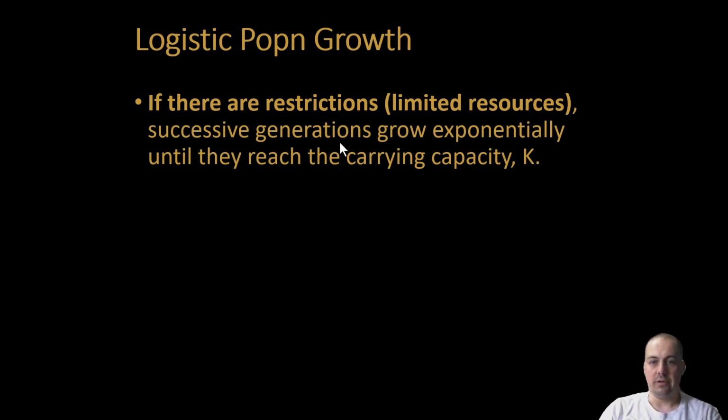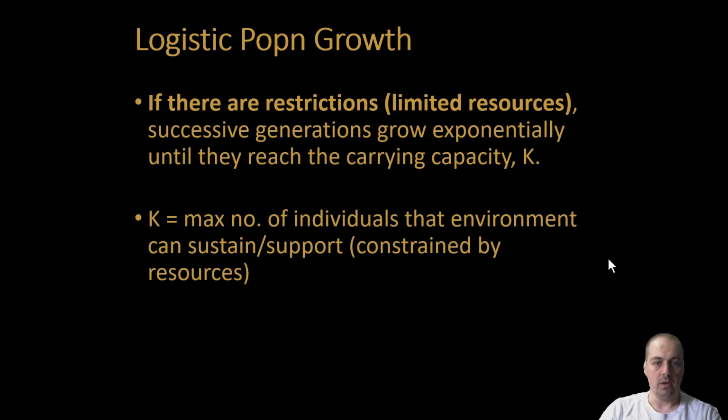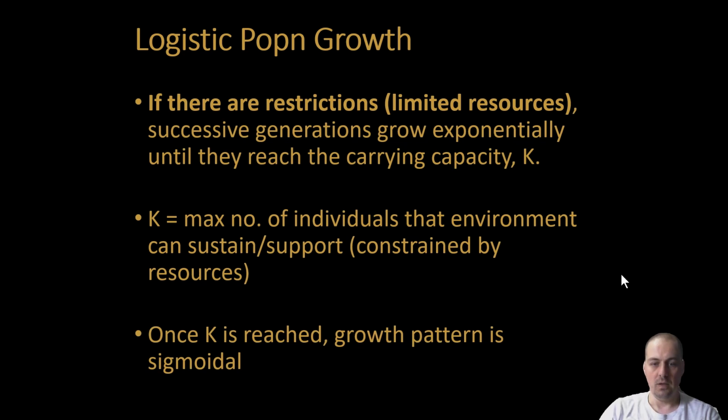And this is very similar to exponential growth, so the population grows exponentially until it reaches a carrying capacity. Carrying capacity is the maximum number of individuals that the environment can sustain or support. And so this is constrained by resources. And once K is reached, the growth pattern is going to end up being sigmoidal.